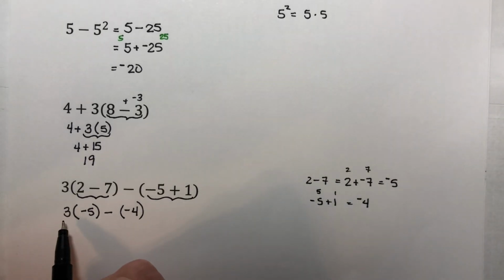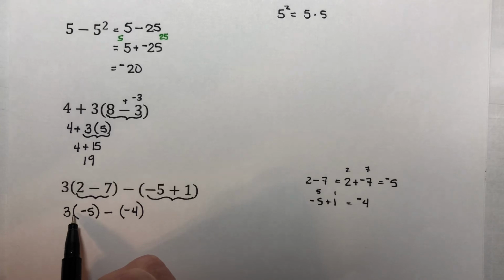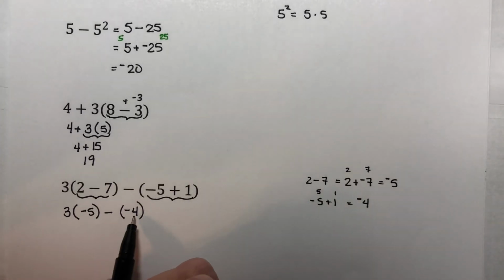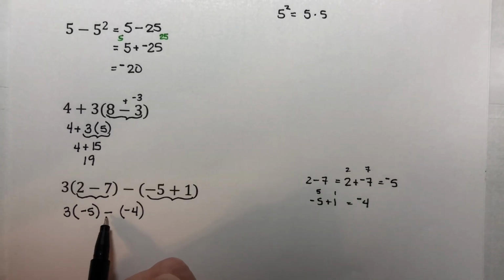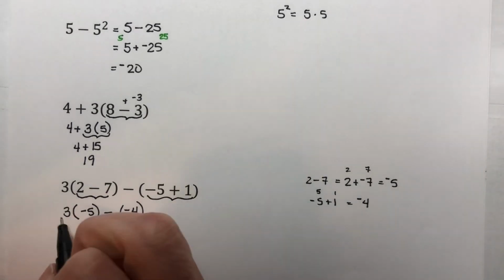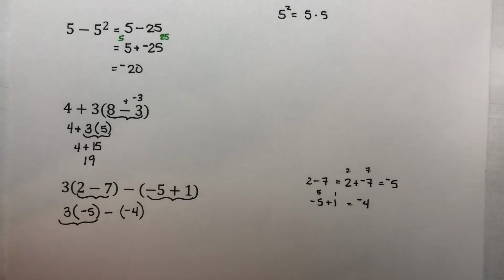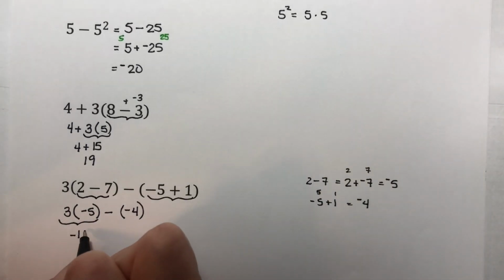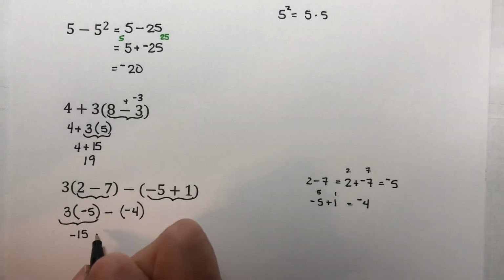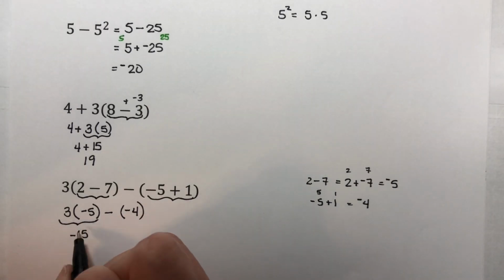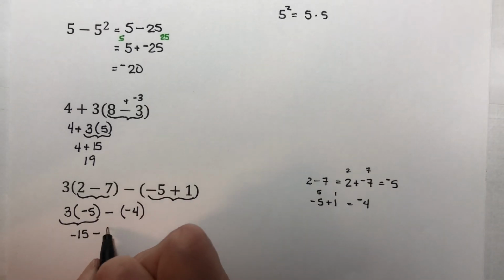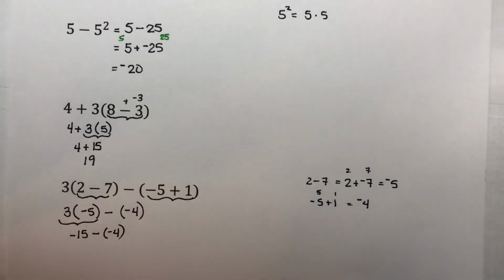Okay, so let's look at what we have now. We have a multiplication here. I can't simplify inside here anymore. Can't simplify inside here anymore. And that's a subtraction. Well, multiplication and division come before subtraction, so we need to do this part. 3 times negative 5 would be negative 15. Because they have opposite signs, so minus a negative 4 here now.